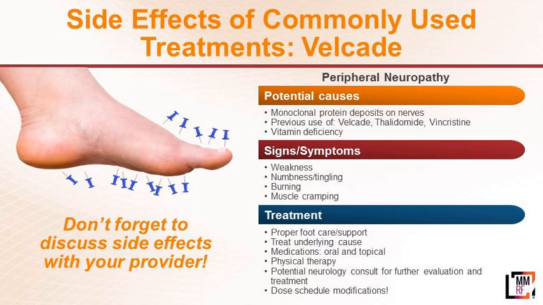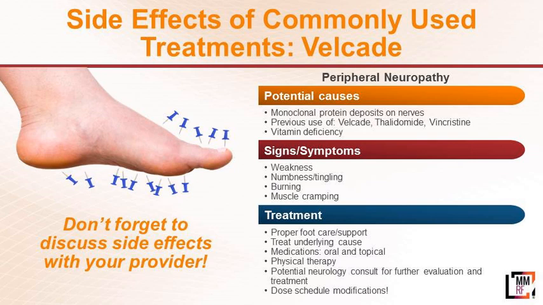So the side effects of commonly used treatments such as Velcade, and I know there have been a couple of slides on this already today. Potential causes of peripheral neuropathy include the monoclonal proteins. They can also deposit on the nerve roots, so it's important that we figure out exactly what the cause is. You could also have peripheral neuropathy from previous use of Velcade, especially IV, thalidomide, or vincristine. There are some vitamin deficiencies that can also cause peripheral neuropathy.